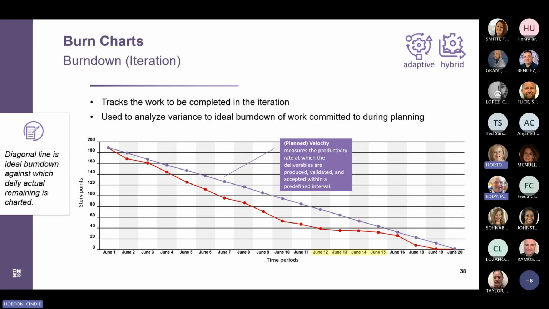In this example, we can see that the velocity was better than expected through June 11. However, we can see where there was some leveling off in productivity from June 12 to June 15. Perhaps there was a resource issue or other issue that impeded progress. Had this leveling off not happened, the team might have completed the burn down ahead of schedule.